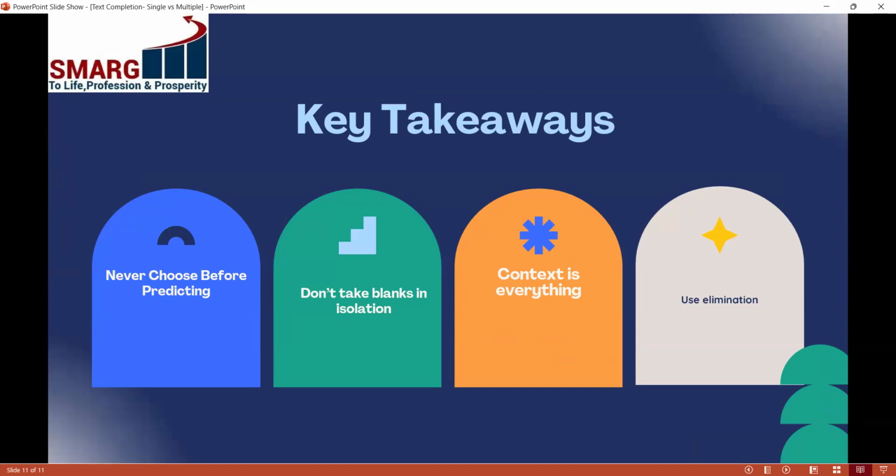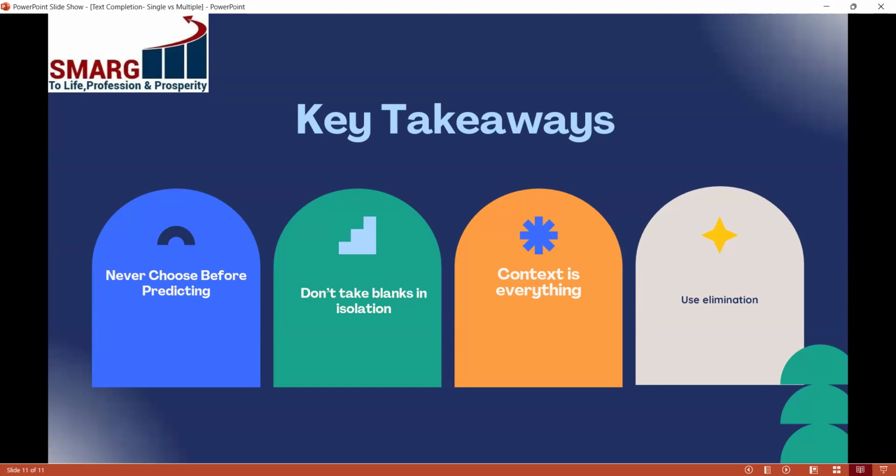So what are our key takeaways when it comes to text completion? Never choose before predicting. So first predict, just look at your sentence, think, then look at your options. First thing you have to do. Don't take blanks in isolation. Next important thing: when you're solving multiple blank questions, you are going to get multiple options A, B, C, D, E. Do not take them in isolation. The entire sentence must flow in tandem. Context is everything. So at times, like we just discussed, we saw it right now, context is going to be everything.